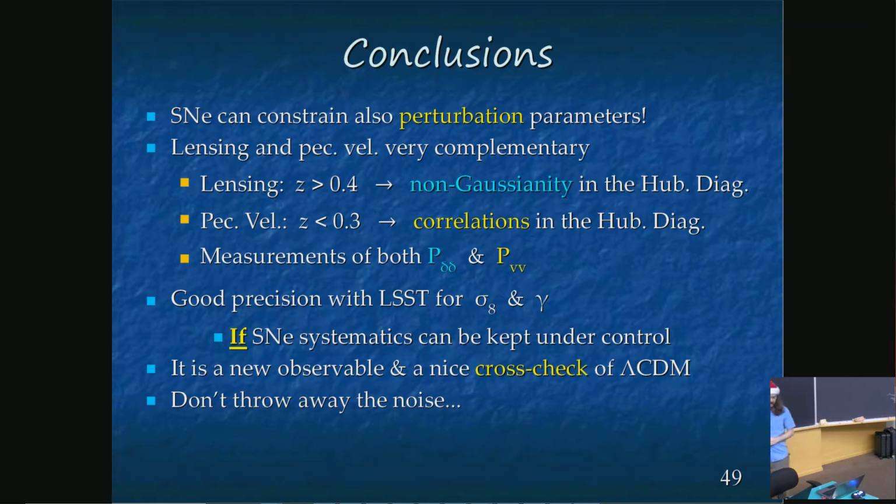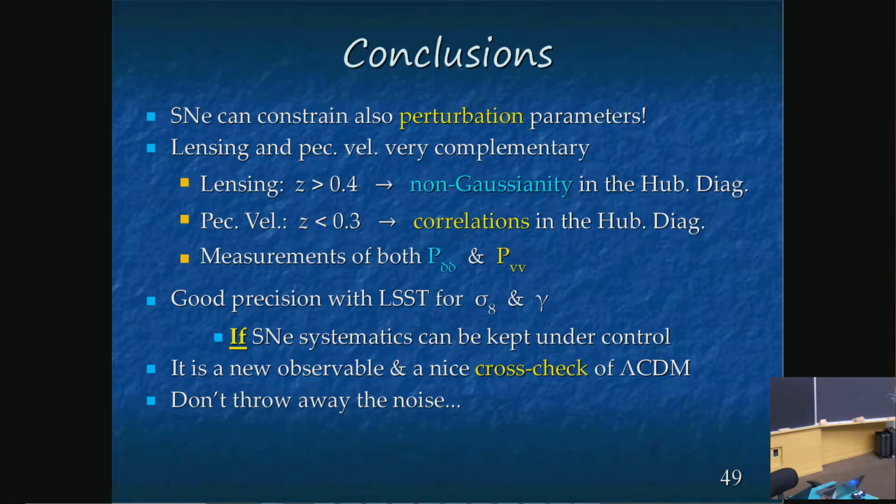But anyway, I can conclude with this. So, takeaway messages. Supernovae can constrain perturbation parameters. We are already at a stage where we can move beyond our small background pool and swim in a deeper ocean.